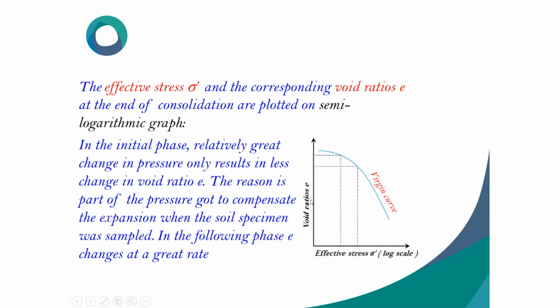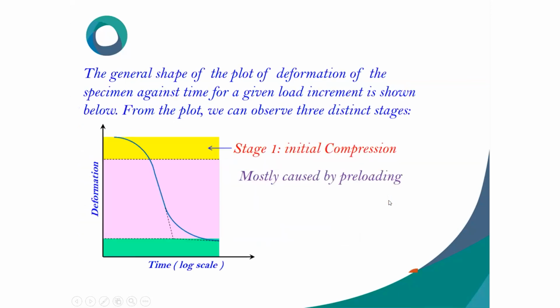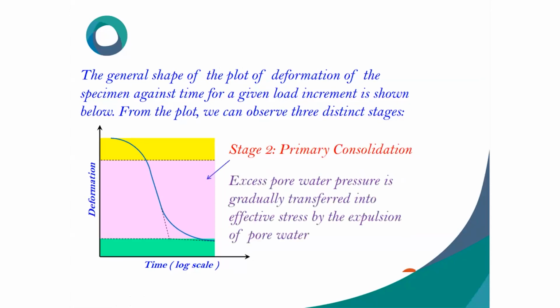This all will help, and we will be plotting the graph of void ratio versus effective stress. So this is the virgin curve. You are plotting effective stress versus void ratio. And you will also try to identify this initial settlement, the initial compression, mostly caused by preloading. When you apply the load, the initial compression will happen.